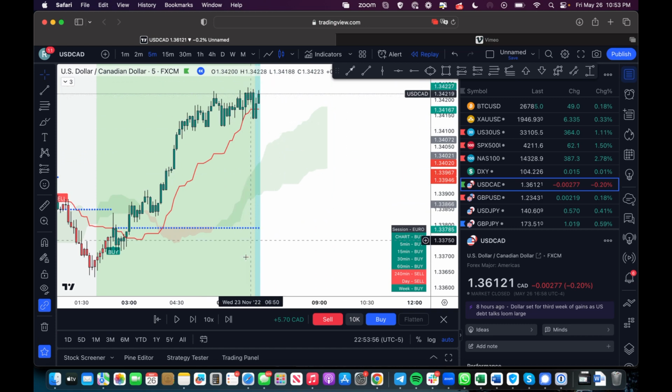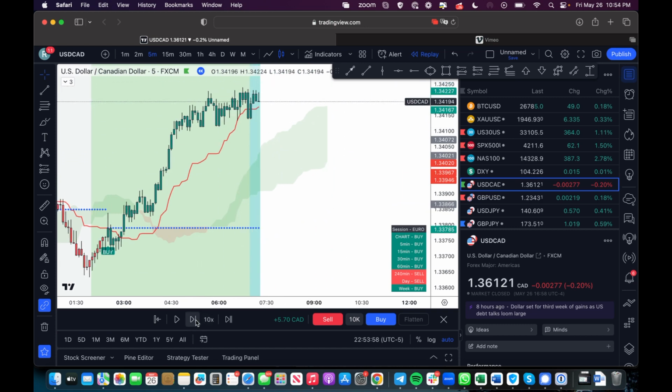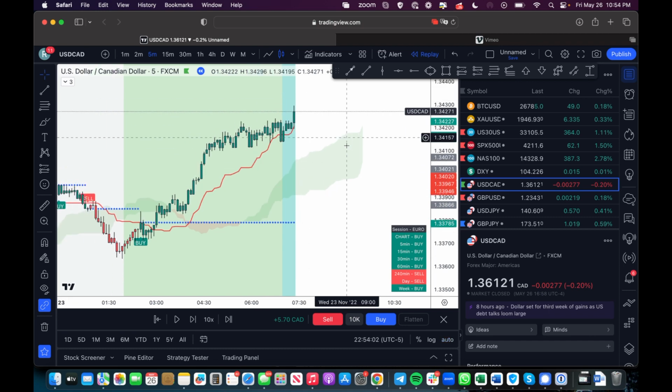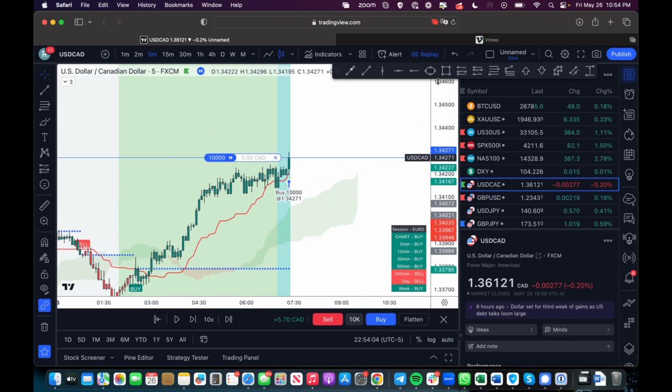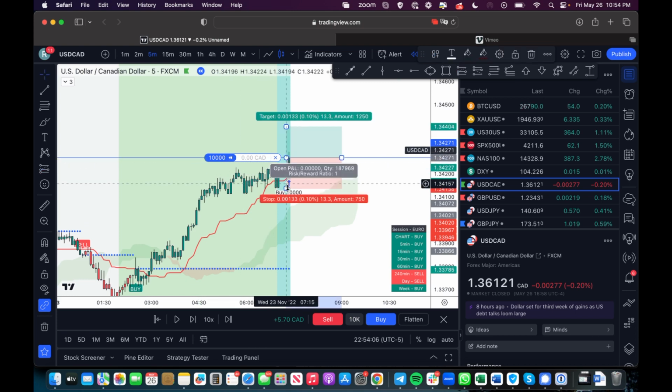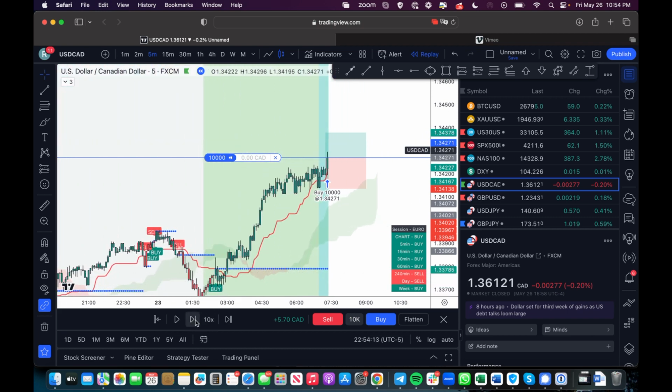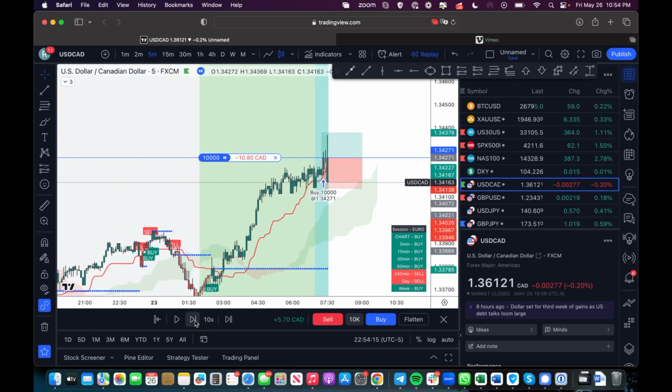If we break above this area here, I might potentially look to buy. And boom, we do. I'm just going to try to run with this momentum. I'm going to take a buy right here, just put my stop loss down below here and go for just a quick 10 pips on the position. Let's see how it plays out.